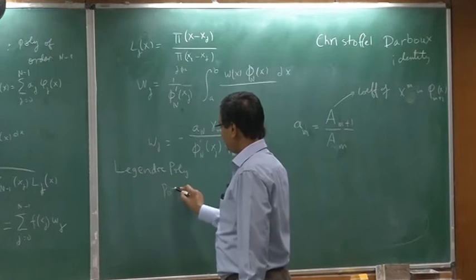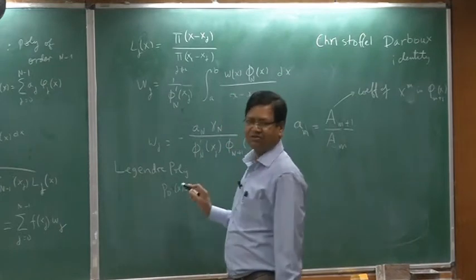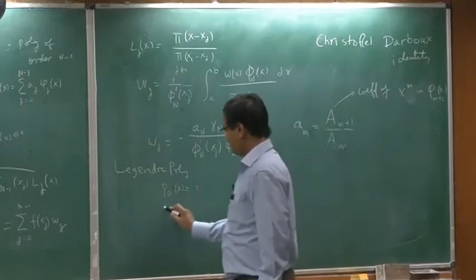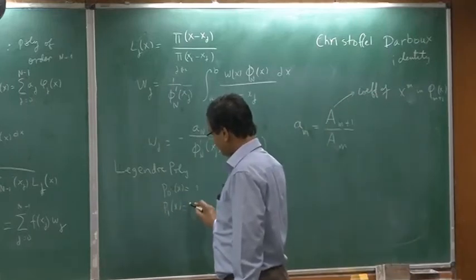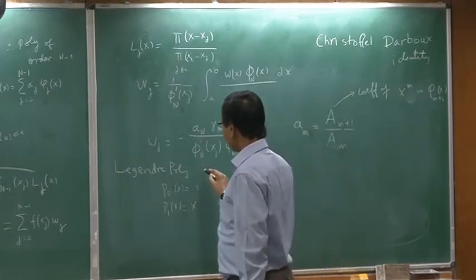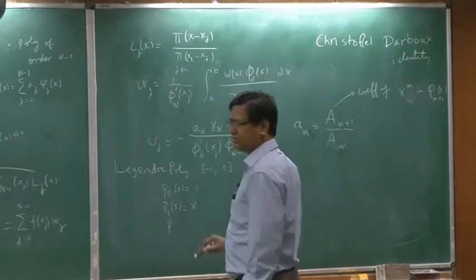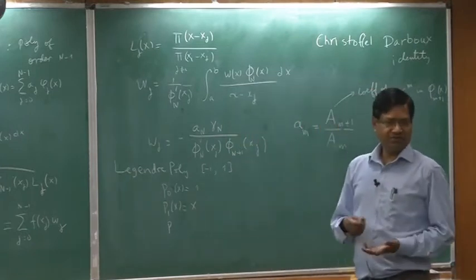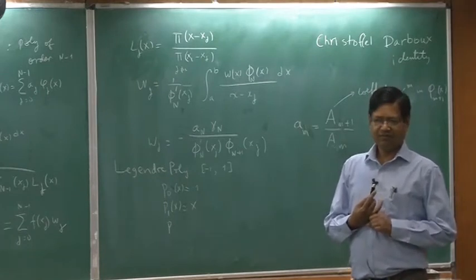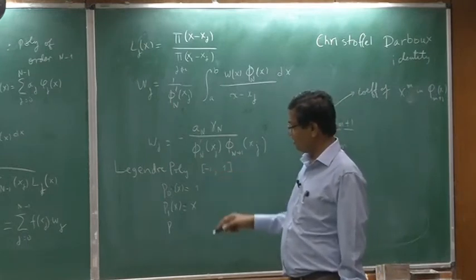So P0 of x is 1. Typically the first one is a constant in all these polynomials, and here it is 1. P1 of x is x, and these are defined from -1 to 1. In fact, you encounter Legendre, no? Where do you encounter Legendre? Spherical harmonics. It comes as cosine theta, right? So cosine theta will give you -1 to 1.